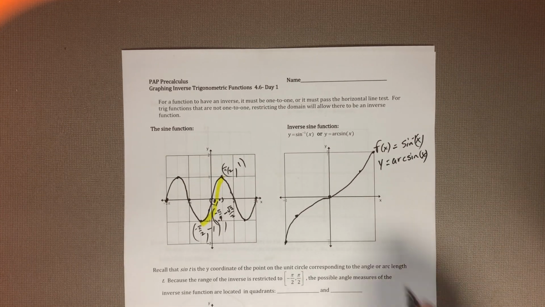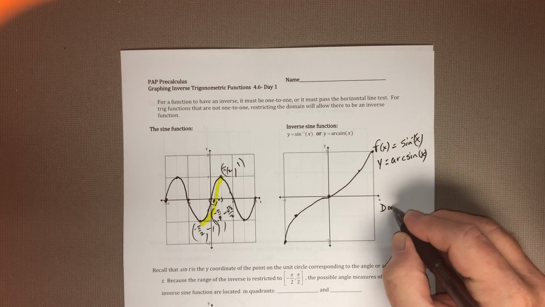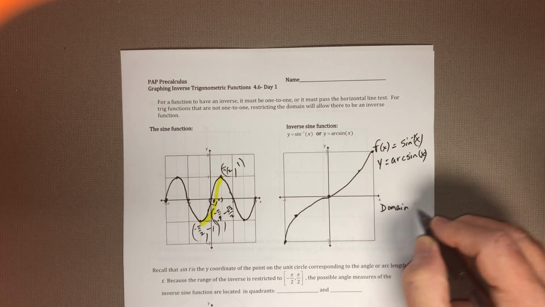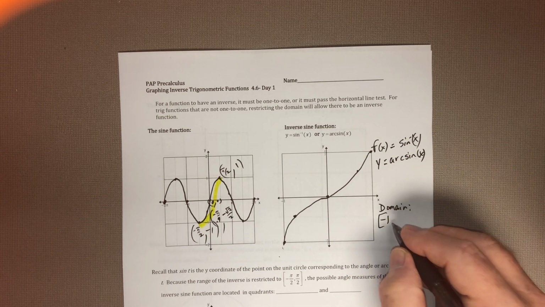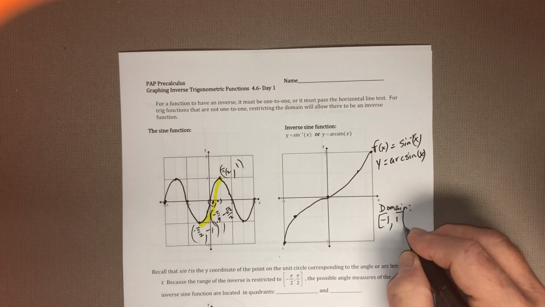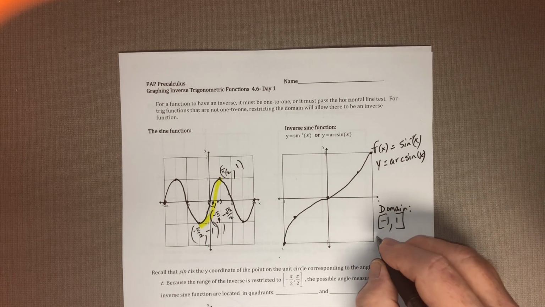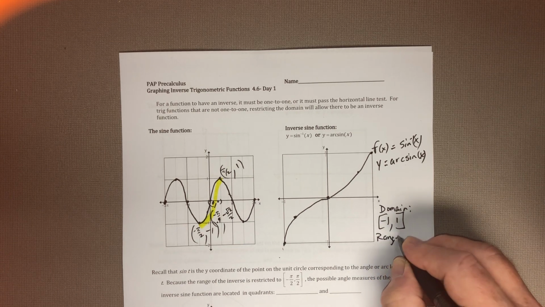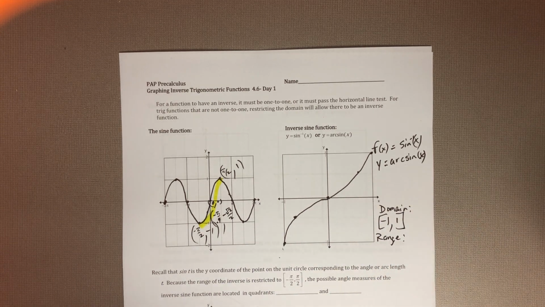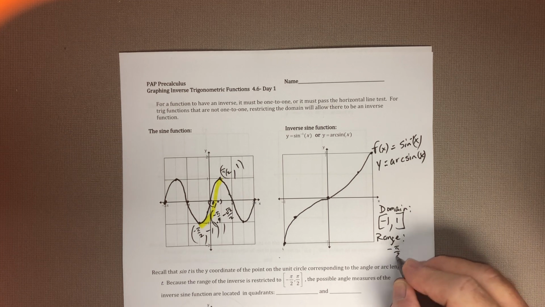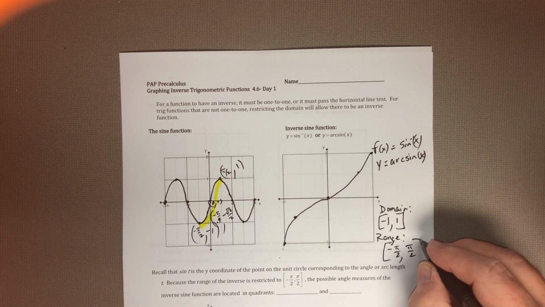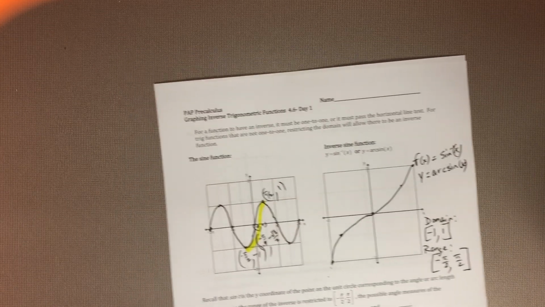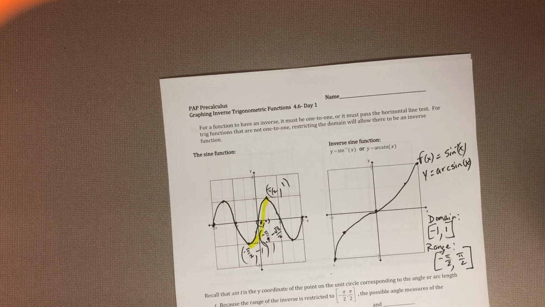Now, notice that the domain of that function is from negative 1 inclusive up to positive 1. And notice that the range of that function is from negative pi over 2 inclusive up to positive pi over 2. So that's what we need to understand.